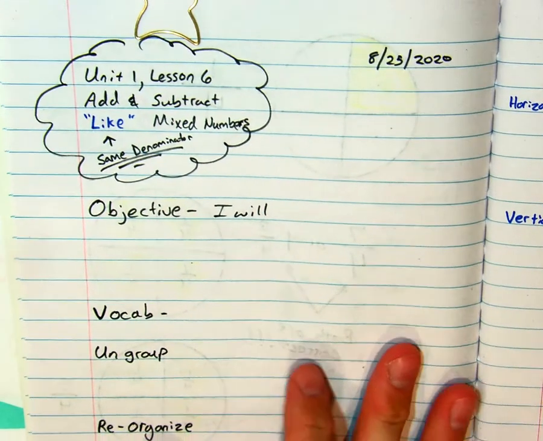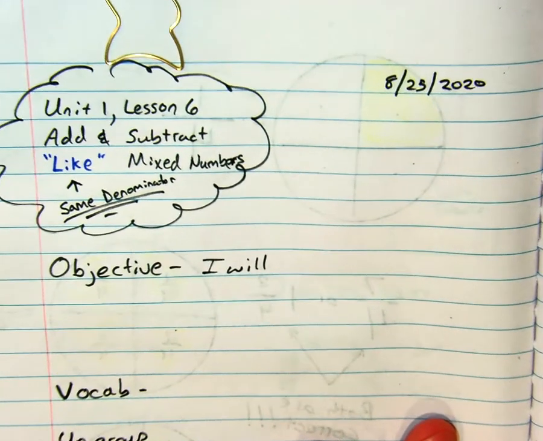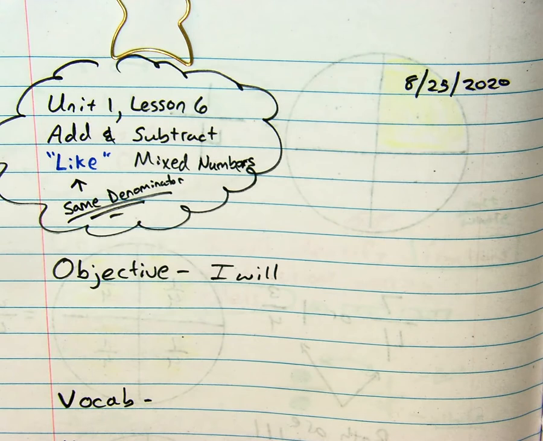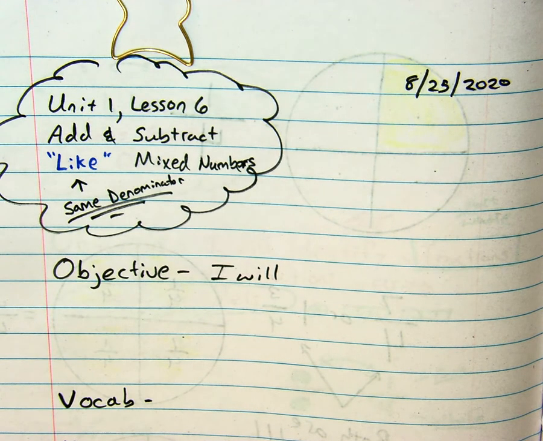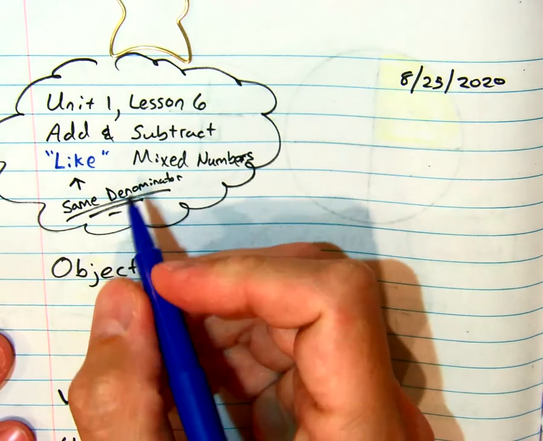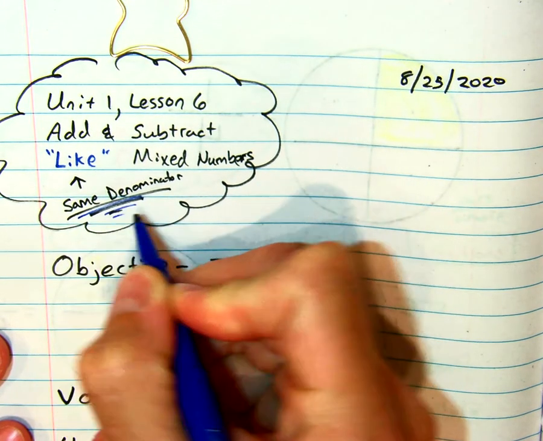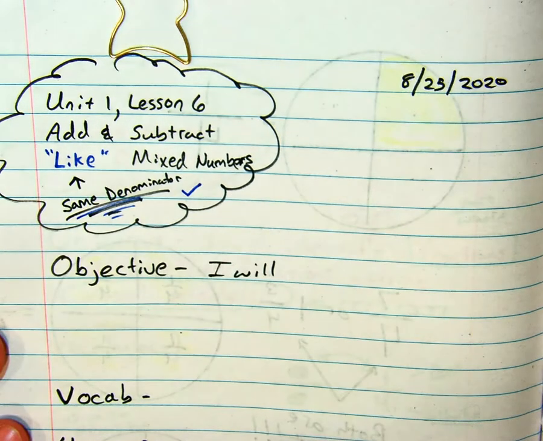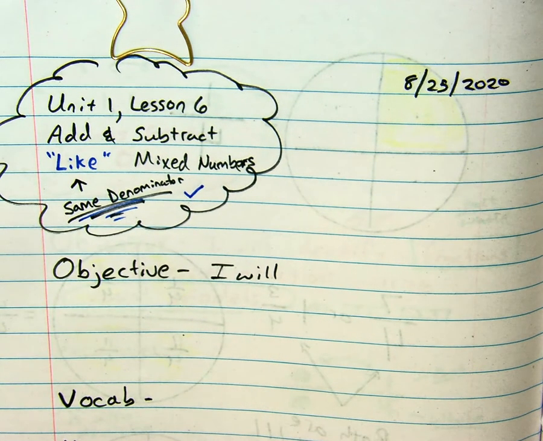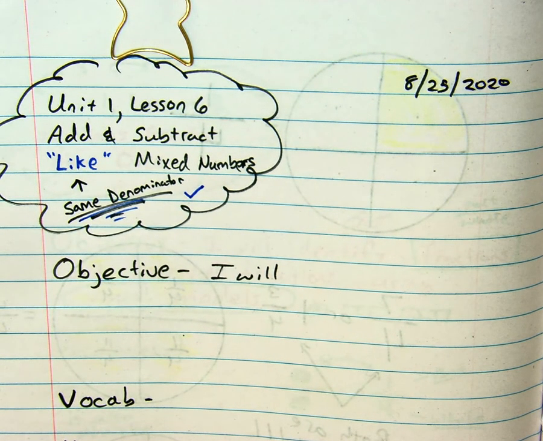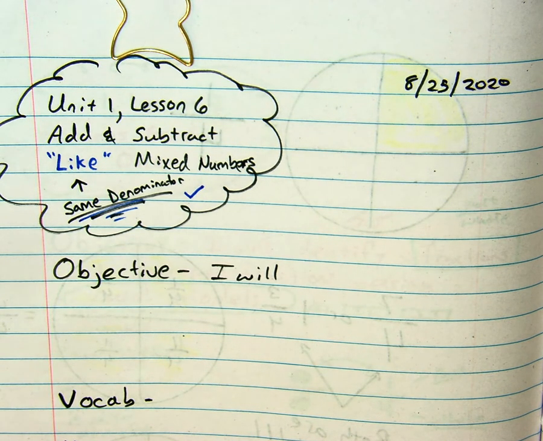Let's zoom in on this title for a moment. Get your date, get your title, Unit 1, Lesson 6, add and subtract like mixed numbers. And if you thought like meant that the denominators were the same, you are correct. We're going to be looking at pretty easy mixed fractions or mixed numbers today. And let's go to our lesson focus, our objective, our target.